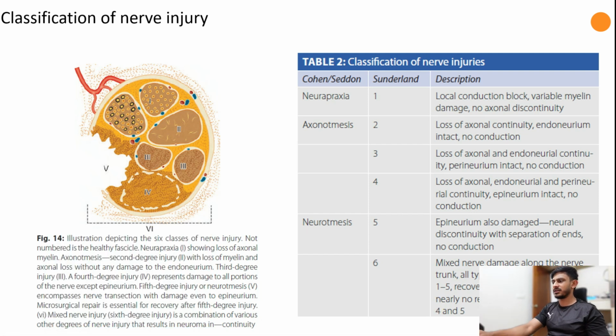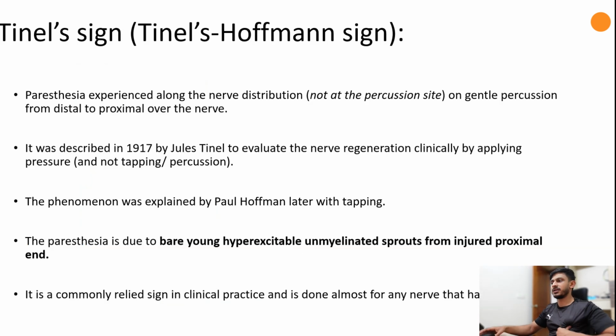That's called a Sunderland grade 6 or mixed nerve damage. Okay. So I'll explain each of those again so that there's no confusion. So what is Tinel sign, also called Tinel-Hoffman sign? When there's paresthesia experienced along the nerve distribution on gentle percussion of the course of the nerve.